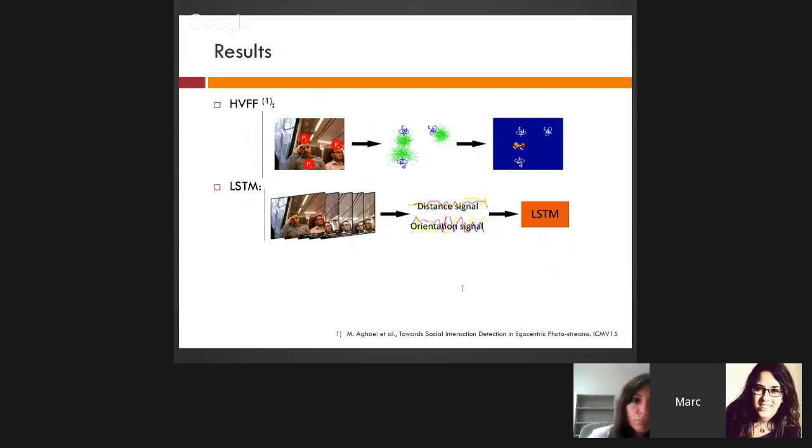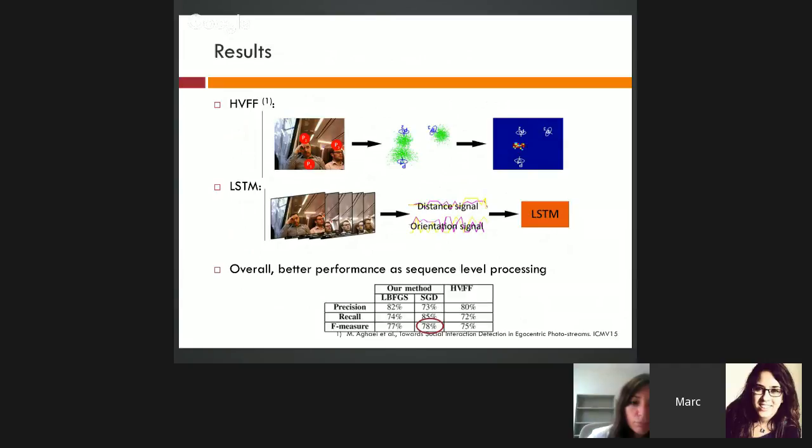But basically this method is a frame-based method, and the other method that we presented in this work is a sequence-based method. And here you can see the differences between the methods are not so big. They almost perform the same, but the final result using the sequence-based method and using stochastic gradient descent as an optimization function has led to the best results.